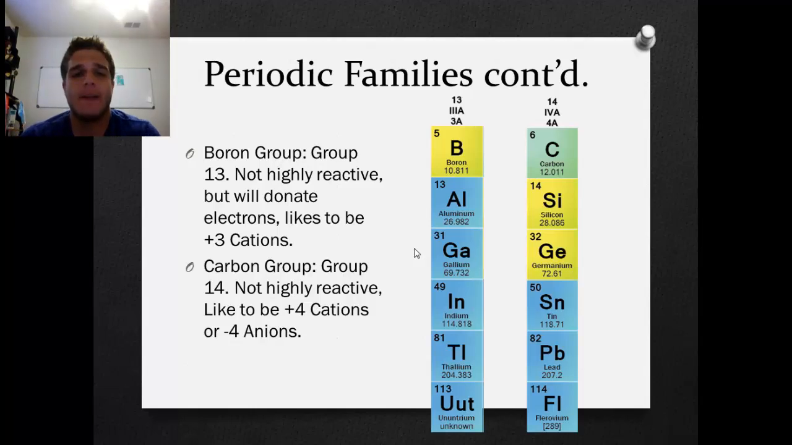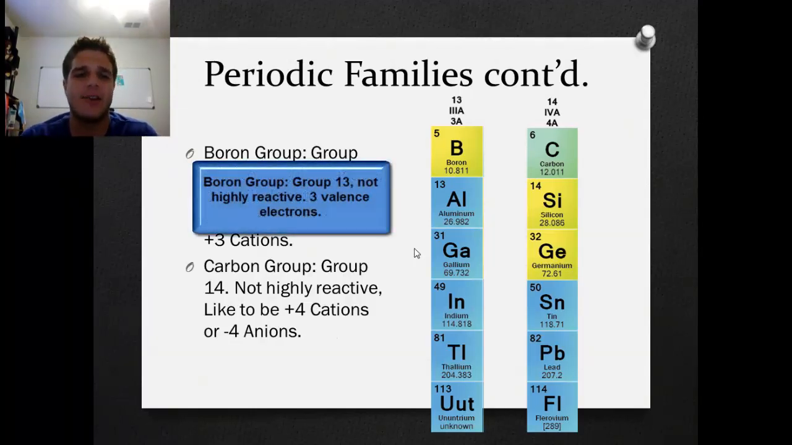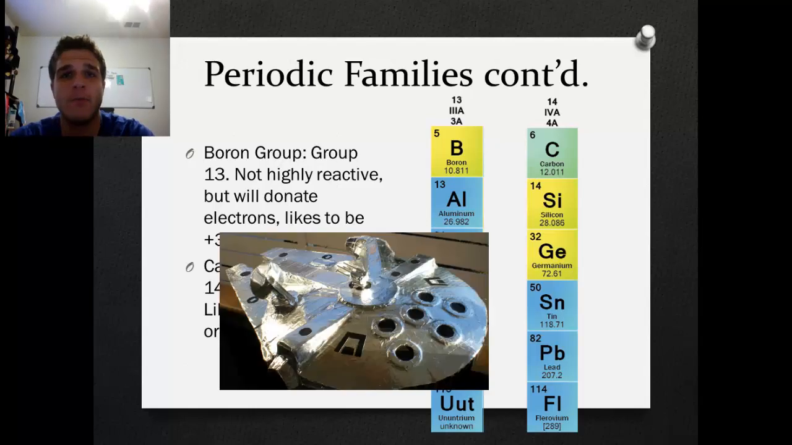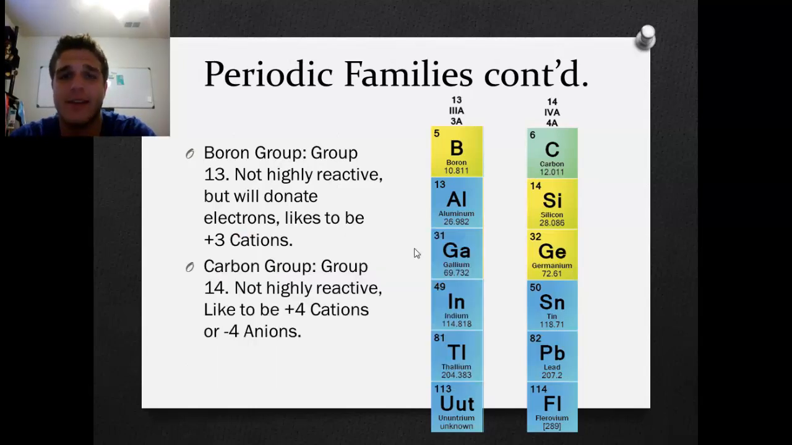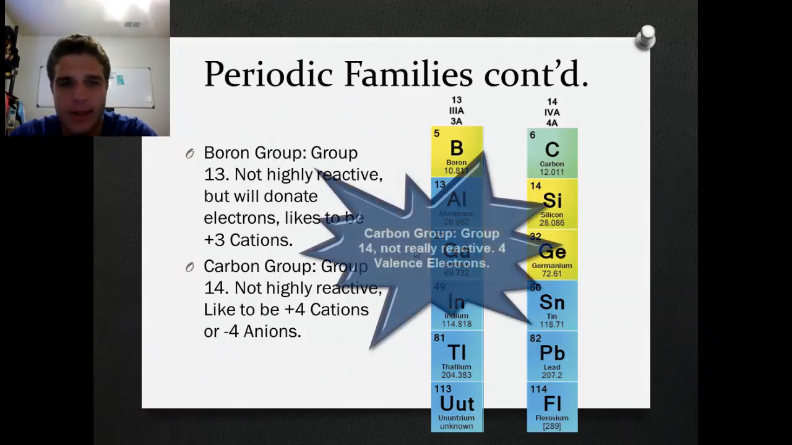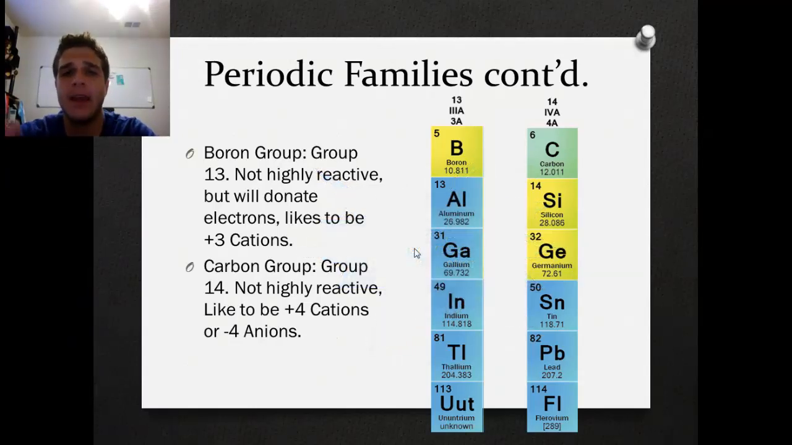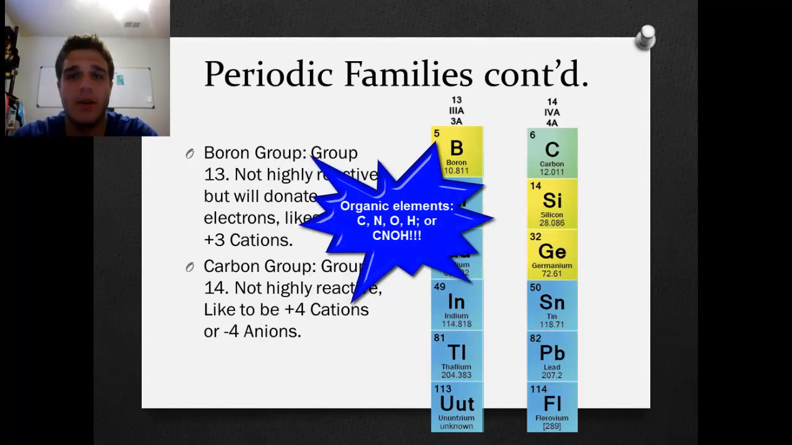First, we have the boron group. It's group 13, and it's not really highly reactive, okay? They will donate their electrons, and they tend to be found as +3 cations. So these elements have 3 electrons in their valence shells, and they will readily give them up, but it takes a lot of effort, okay? So they're not as highly reactive as the alkali and alkaline earth metals, okay? So that will bring us to the carbon group, which is group 14, and they're really not reactive, okay? These are almost inert. You have to try really hard, and they tend to form more organic compounds, okay? Especially carbon. The entire basis of organic chemistry is all about the chemistry of carbon.